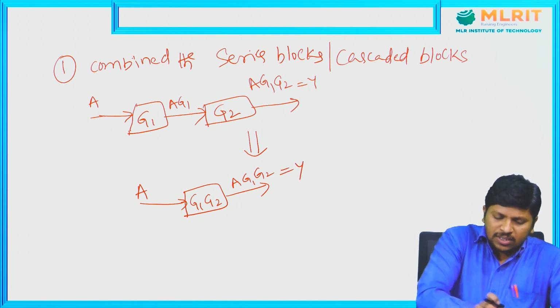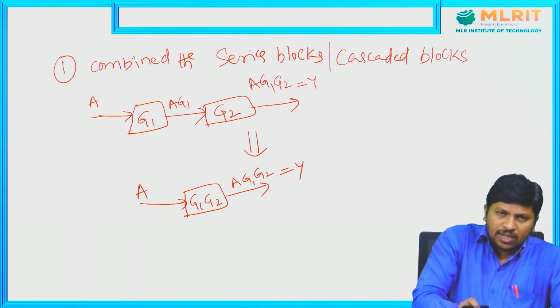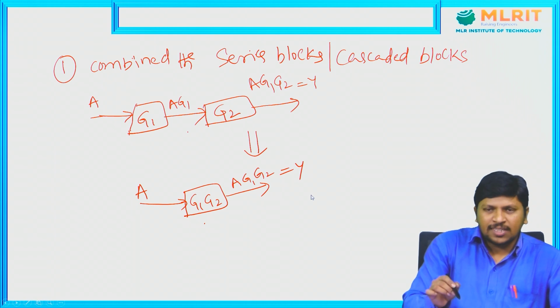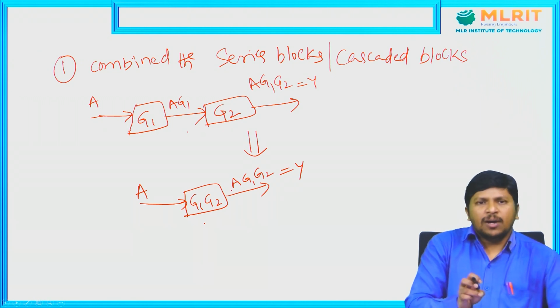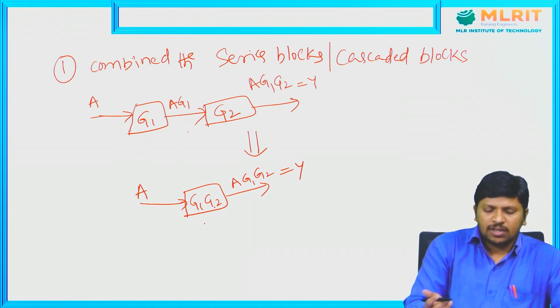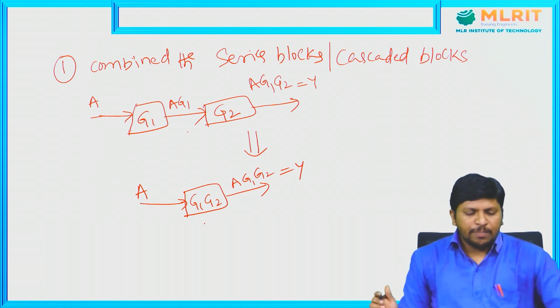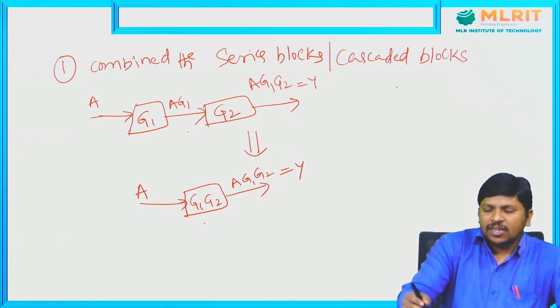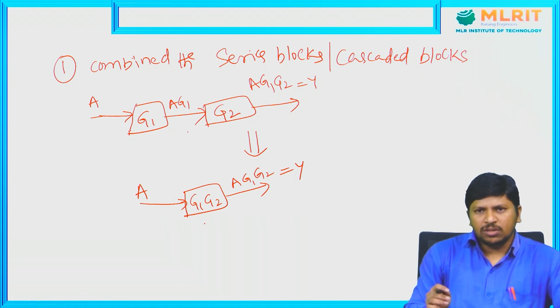If you combine these two series blocks into a single block, both outputs are the same. So there is no problem in combining two series blocks into a single block by using multiplication. Here we just multiply the gains of the two series blocks, G1 as the first gain and G2. These two are the gains. Observe, this is the first rule: combine the series blocks into a single block. Cascaded is also the same; series and cascade are both the same name, right?